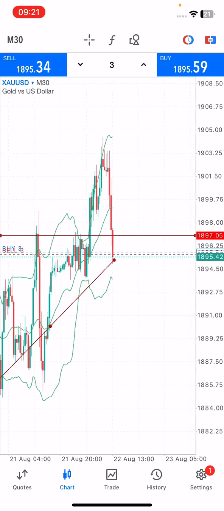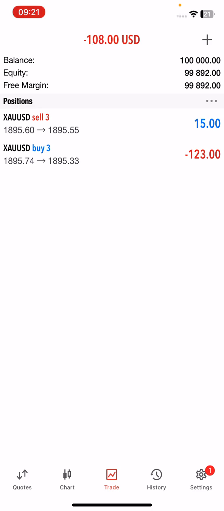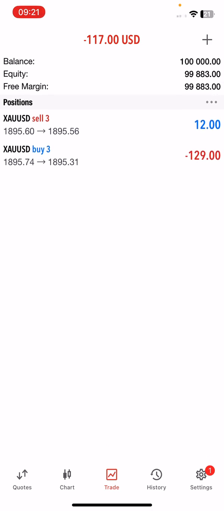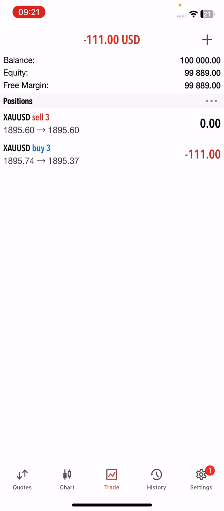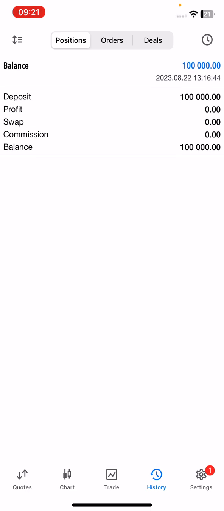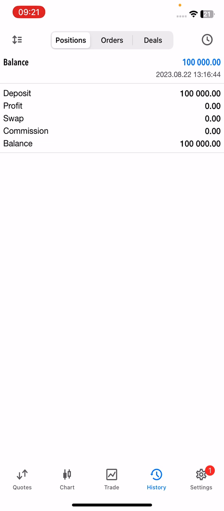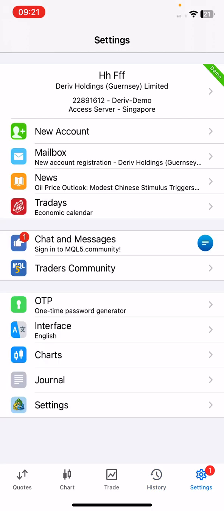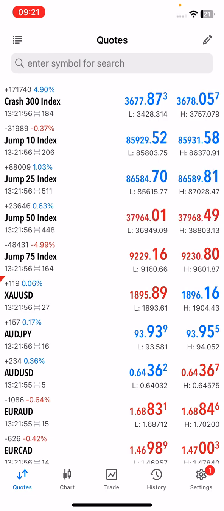The next one is trade. This is where you see your capital, your profits and your losses. As you can see, this is a demo account. The balance we're having is $100,000, then equity, and then the free margin. The next one is history. This is where you see everything: your losses, your profits. The next thing is settings. Nothing much about settings. So now let's go deeper.